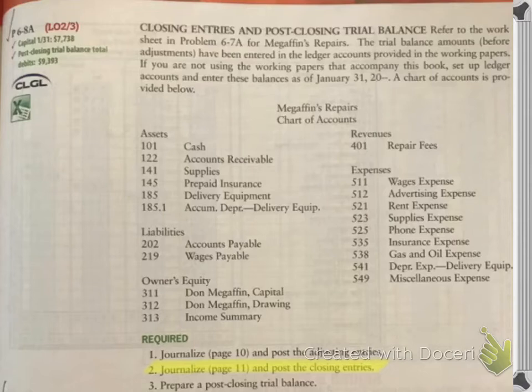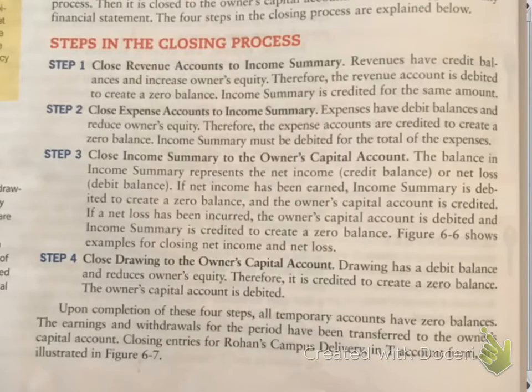So what are the 4 steps in the closing process? If you refer back in your textbook to page 190, you will see the 4 steps in the closing process outlined. The first step in the closing process is to close revenue accounts to income summary. Close revenue accounts to income summary.